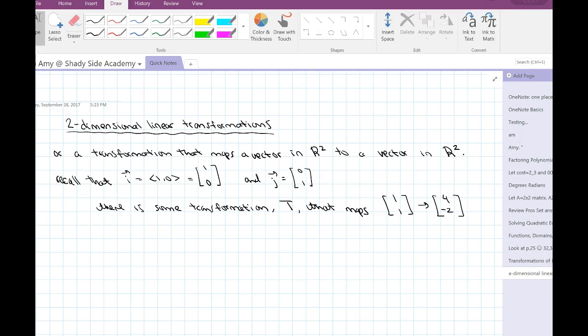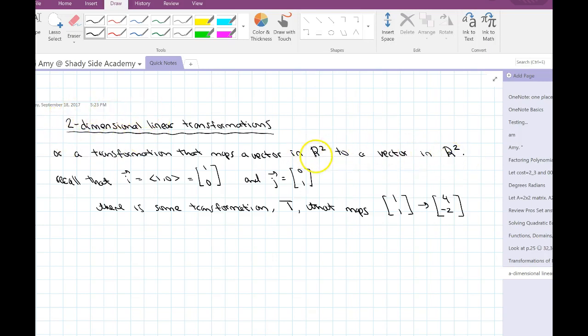Okay, I want to talk about two-dimensional linear transformations. Because we're staying in two dimensions, I'm saying specifically that this is a transformation that maps a vector in R2 to a vector in R2. If this was a vector in R2 being mapped to a vector in R3, it could still be a linear transformation, but it would not be restricted to two dimensions.